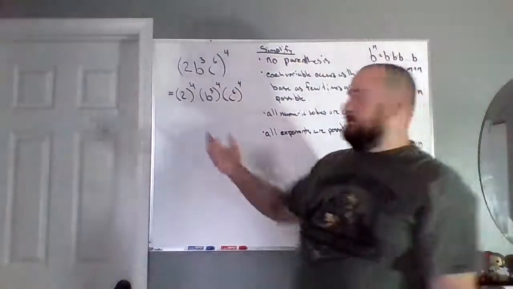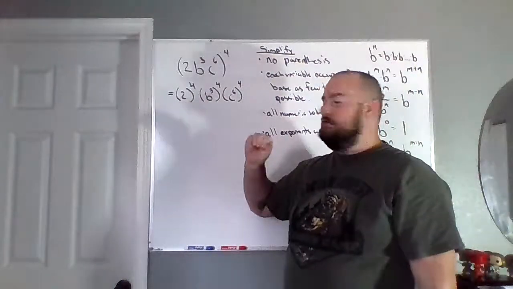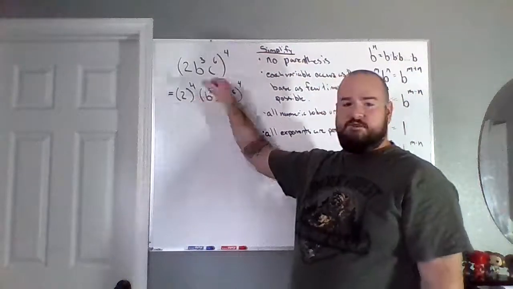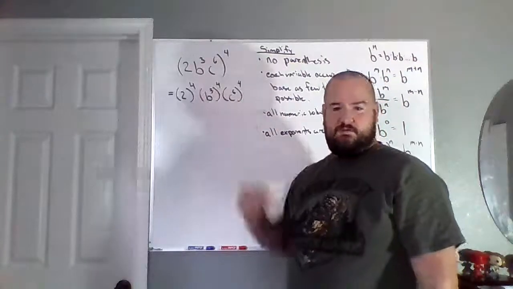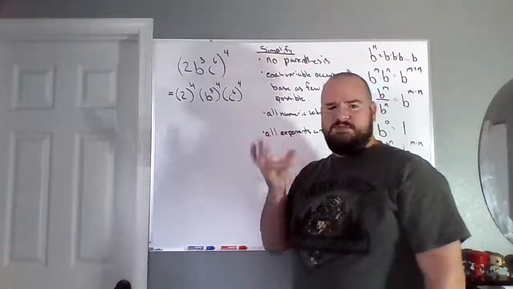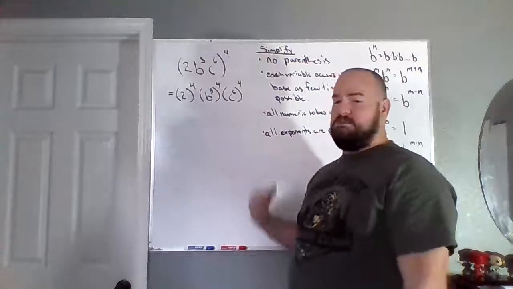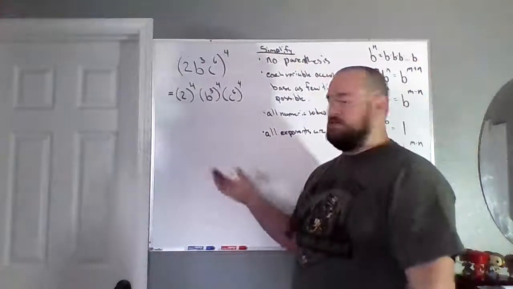So I like to use parentheses so I know I'm raising 2 to the 4th power, and I'm raising b cubed to the 4th power, not raising b to the 34th power. I want to make sure it just makes things a lot easier. So now we want to go through and simplify things as we go. And we can just start left to right.